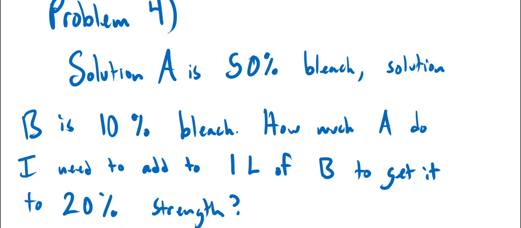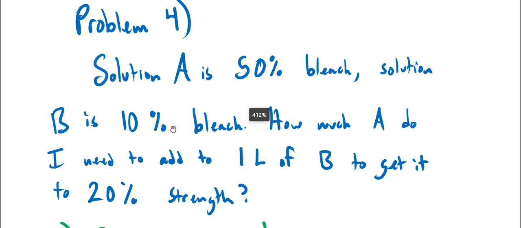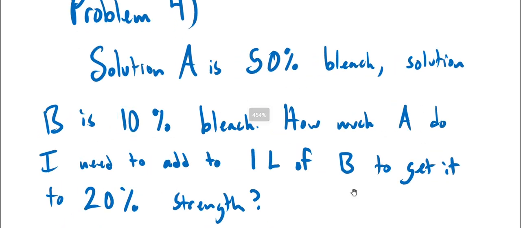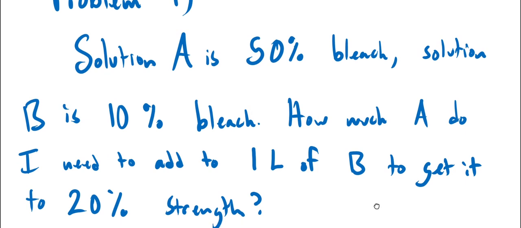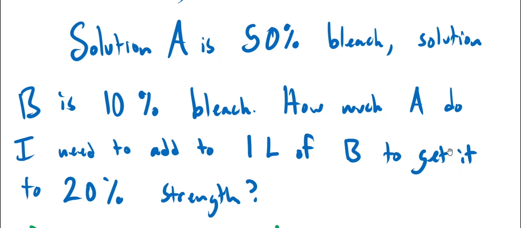This is a dilution problem. It says solution A is 50% bleach. Solution B is 10% bleach. How much solution A do we have to add to 1 liter of solution B in order to get it to be 20% strength? In other words, 20% bleach.